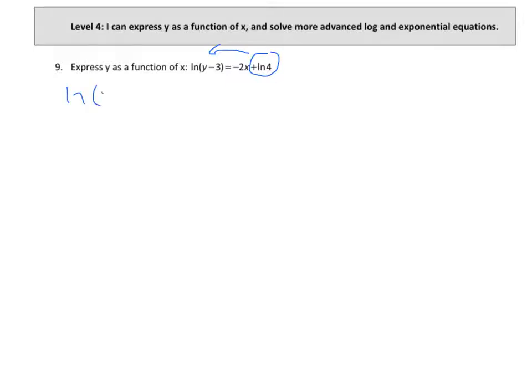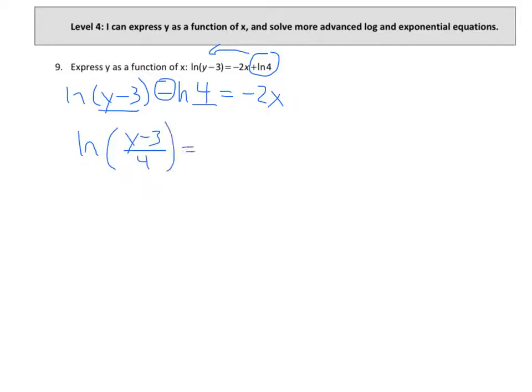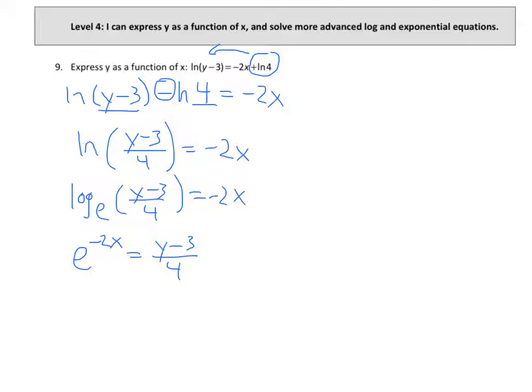So I'll get natural log of y minus 3 minus natural log of 4 equals negative 2x. And then using the quotient rule, since these are subtracted, I'm going to divide the insides, and I get natural log of (y minus 3) over 4 equals negative 2x. Next, I'm going to change this to exponential form. So remember that this means log base e of (y minus 3) over 4 equals negative 2x. So changing it to exponential form, I get e to the negative 2x equals (y minus 3) over 4.